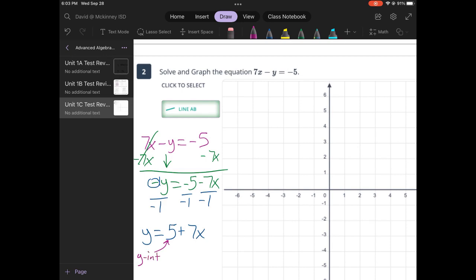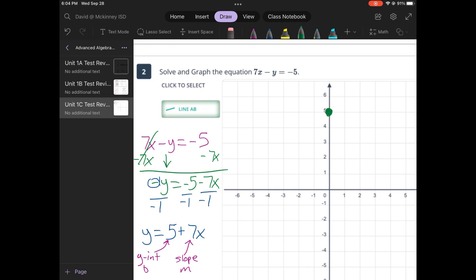5 in this case is my y-intercept. That's the constant or number that's by itself. It's also known as a b value. And the 7 is the coefficient of x. It's my slope or my m value. I'm going to graph my y-intercept first. Then I will use my slope to determine where my second point is.